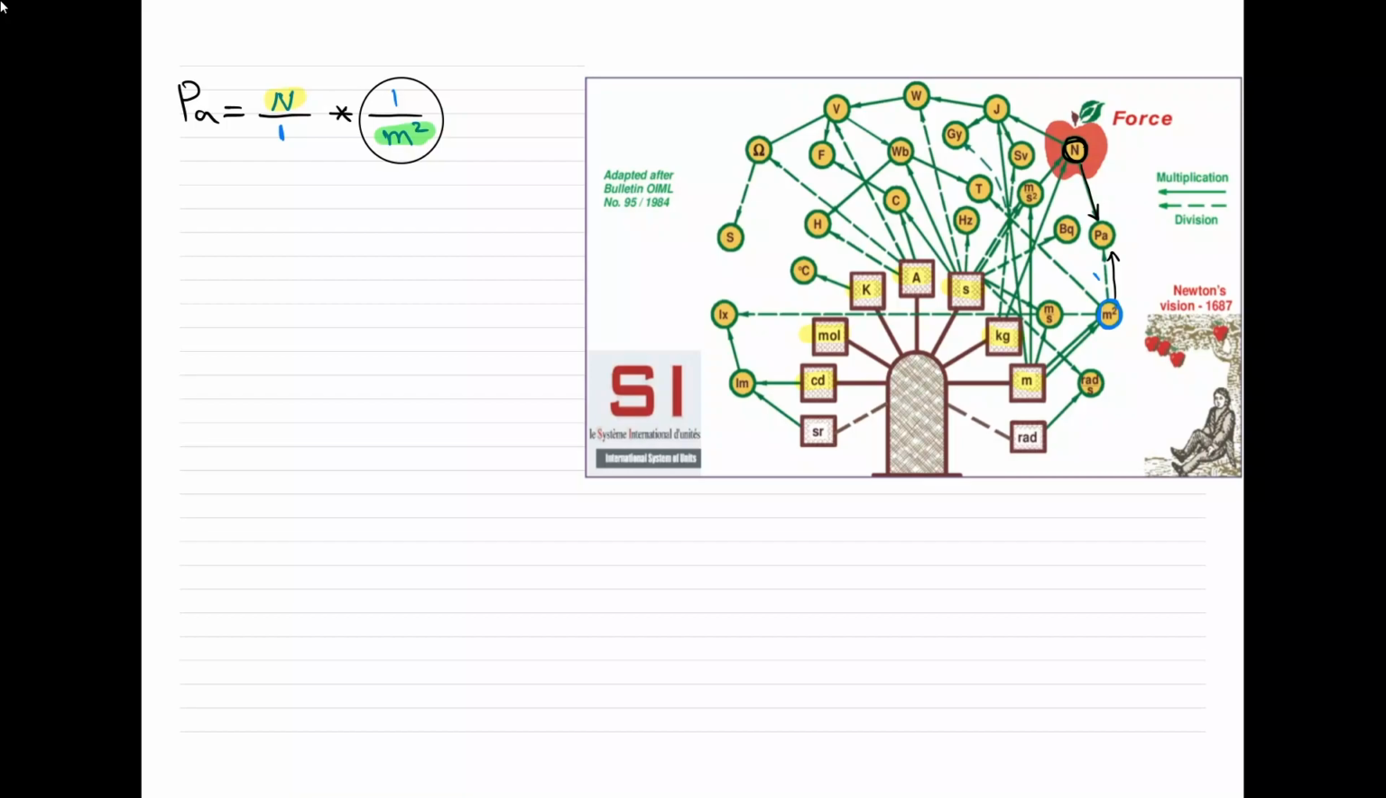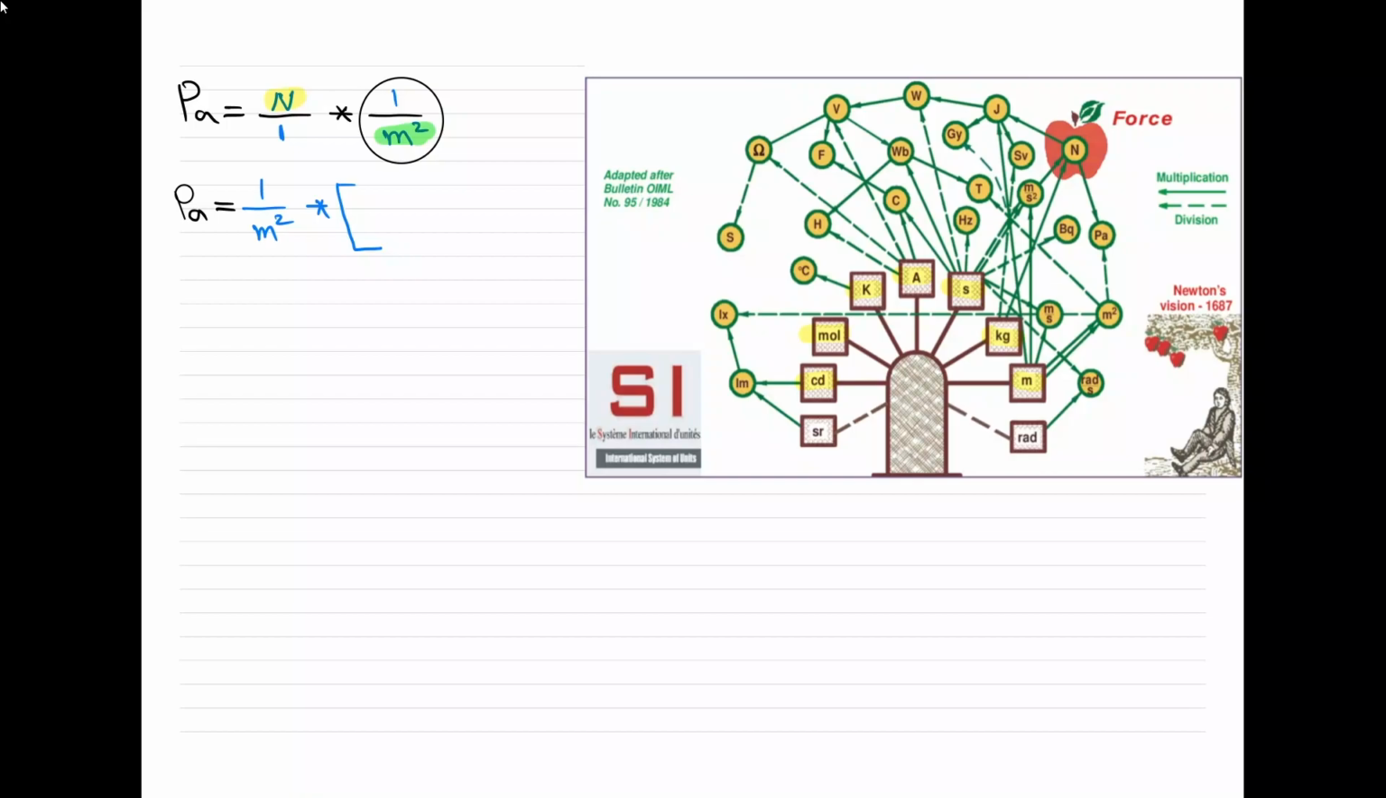So what we are going to do is write Pascal. Pascal is equal, let's bring 1 over meter square here first, okay? And then solve for Newton. Now go to Newton. So here you will check for Newton, okay?